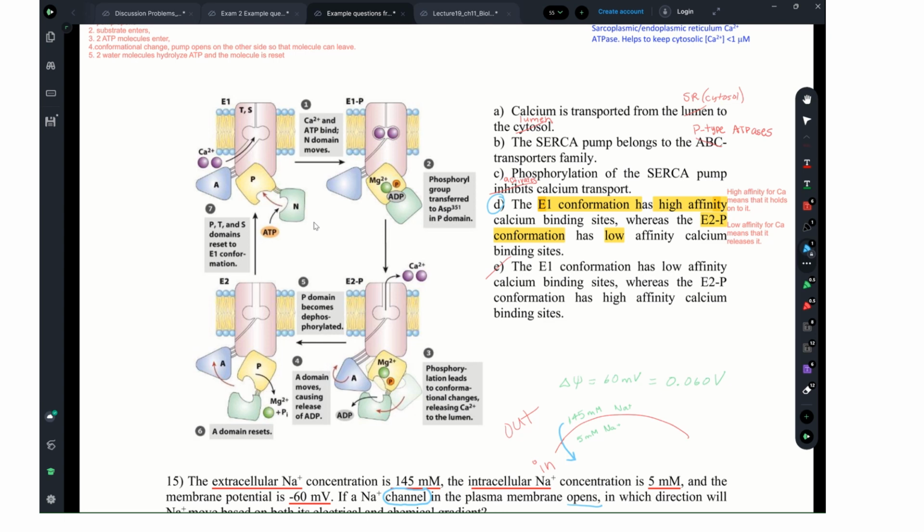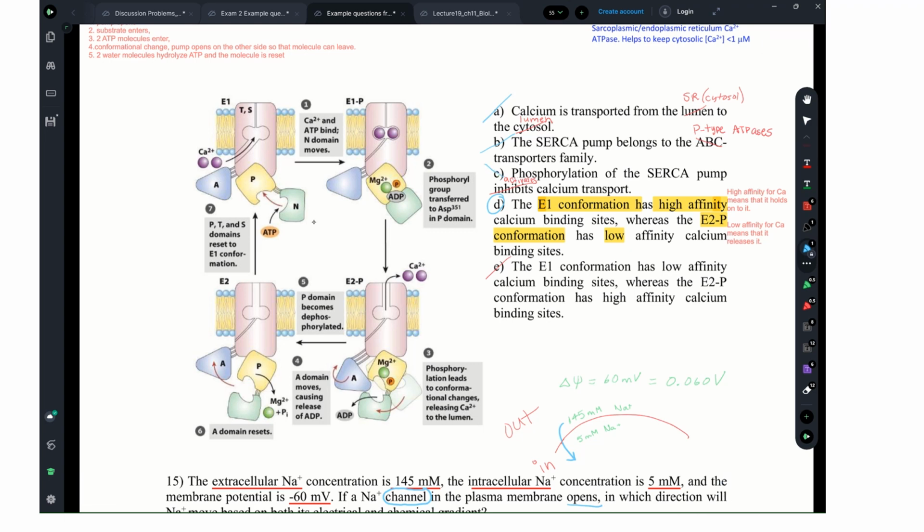Here we go. Calcium is transported from the lumen to the cytosol. So that's not true. The sarcoplasmic reticulum is in the cytosol, and calcium is transferred to the lumen. So they had it backwards. And then B, the SERCA pump belongs to the ABC transporters family, so it doesn't. It belongs to the P-type ATPases. C, phosphorylation of the SERCA pump activates calcium transport. It doesn't inhibit it, so that's why that's wrong.